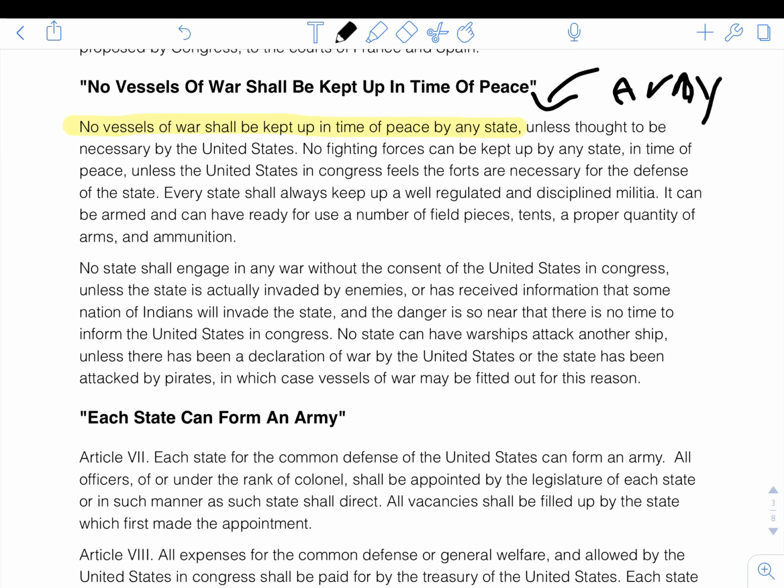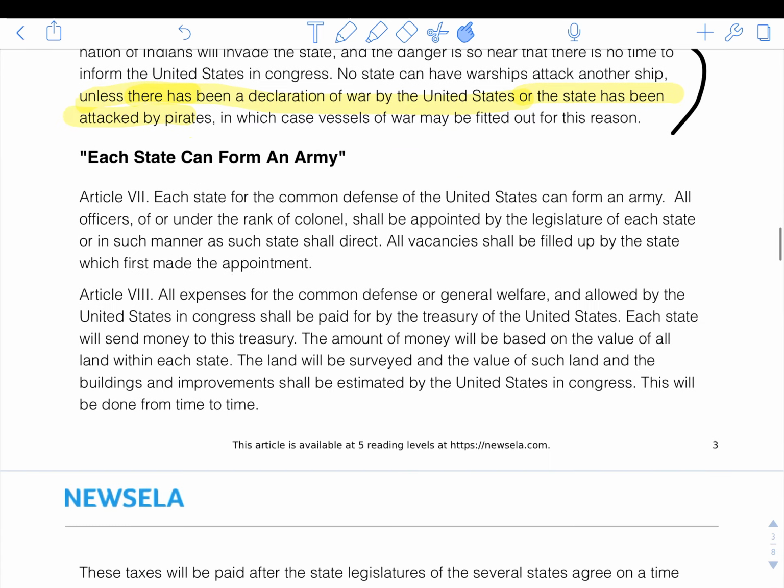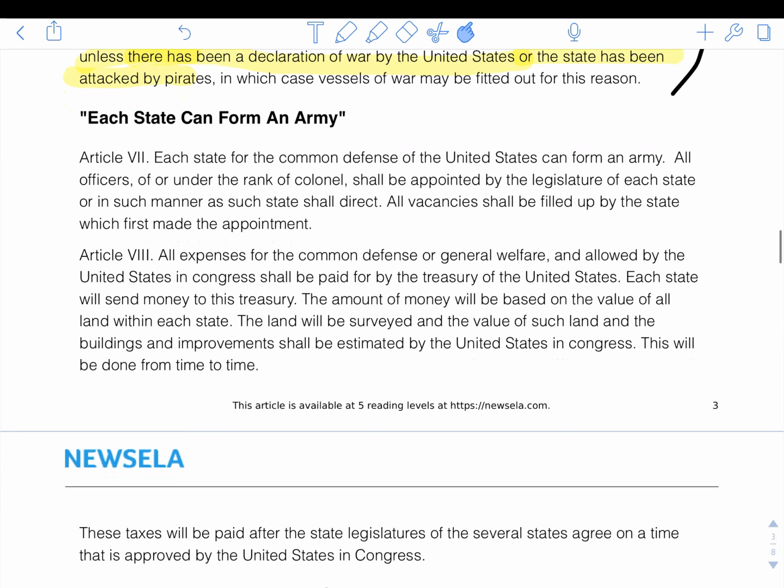So the idea is that armies and stuff are just specifically for purposes of war as determined by the whole. And so it says, unless there has been a declaration of war by the United States or the state has been attacked. So you can defend yourself, but you can't be stockpiling in a way that would probably be threatening to the other states in the Confederation.